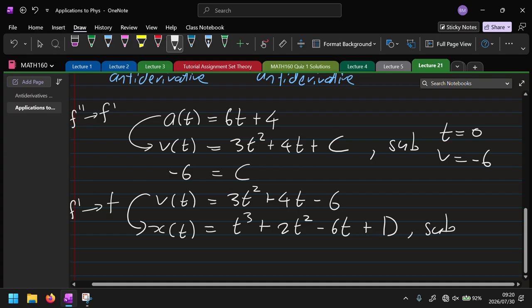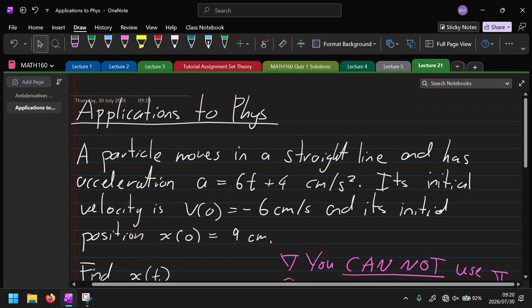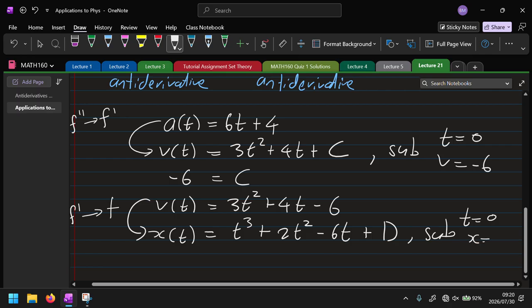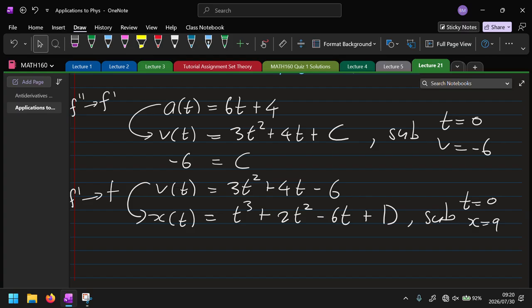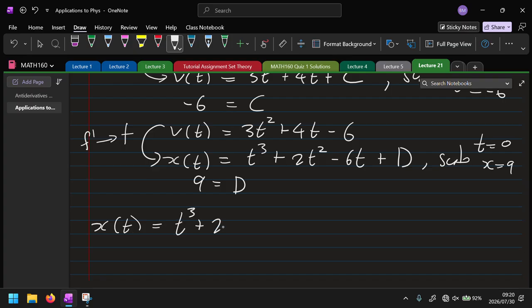Now we don't know what that is, so we substitute the initial condition. Let's go back here. When t is 0, x is 9. So substitute. So D will be 9, because all of that other stuff will just be 0. Good. And finally, we have our answer. x of t is t cubed plus 2t squared minus 6t plus 9.